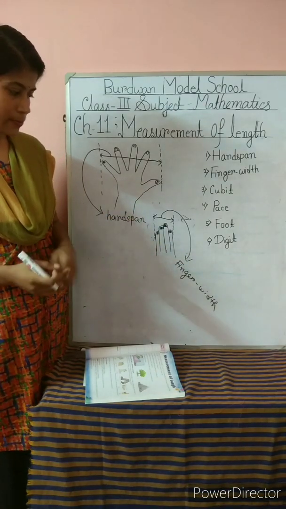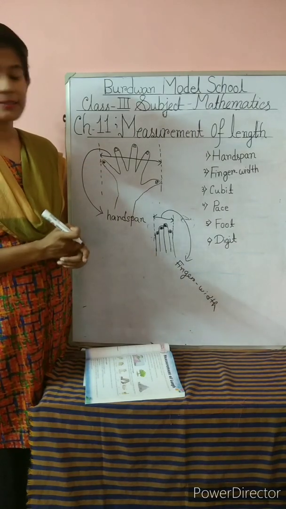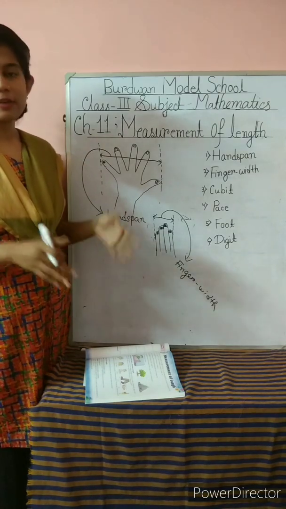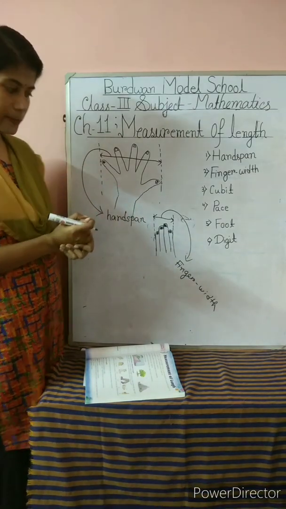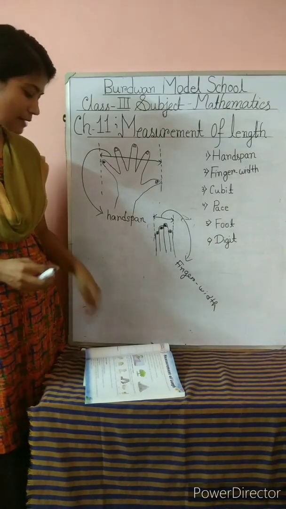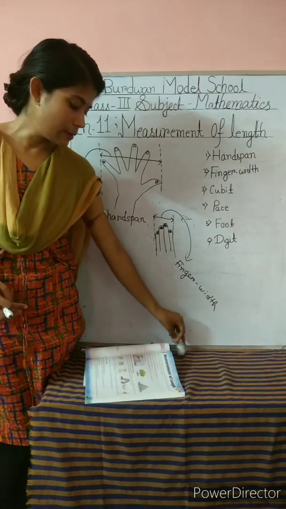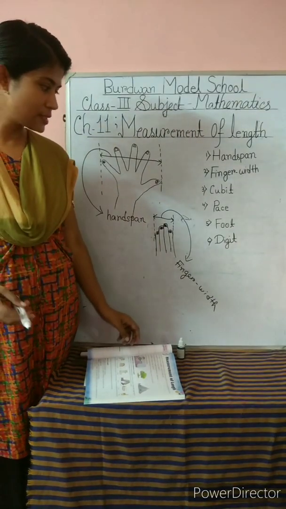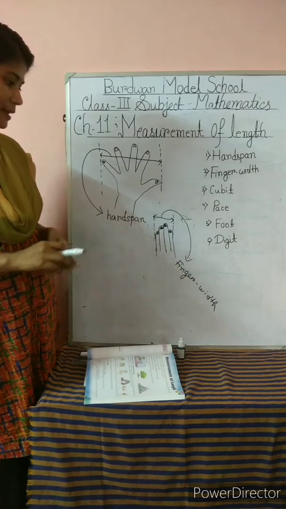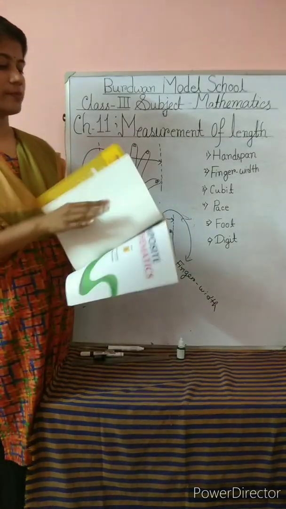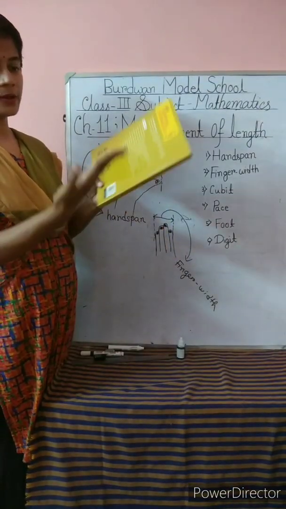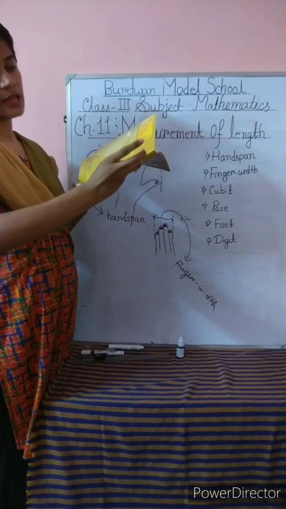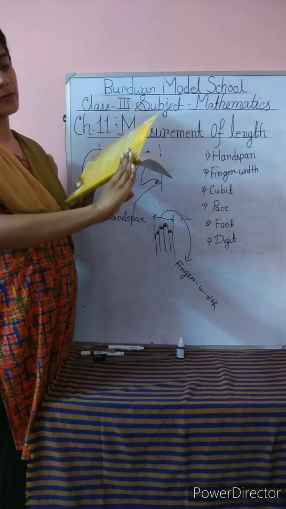handspan, or also finger width, and you can understand that your handspan length and your parents' handspan length is not the same. So that's why in earlier days, whenever people were going to the market, sometimes they used handspan to measure. See this book.